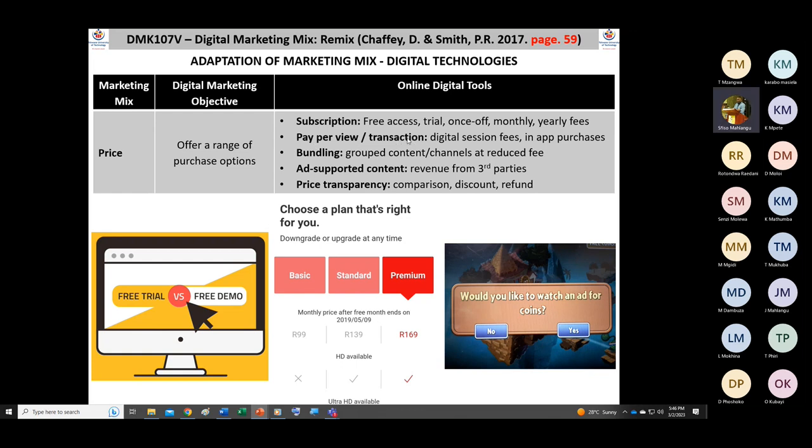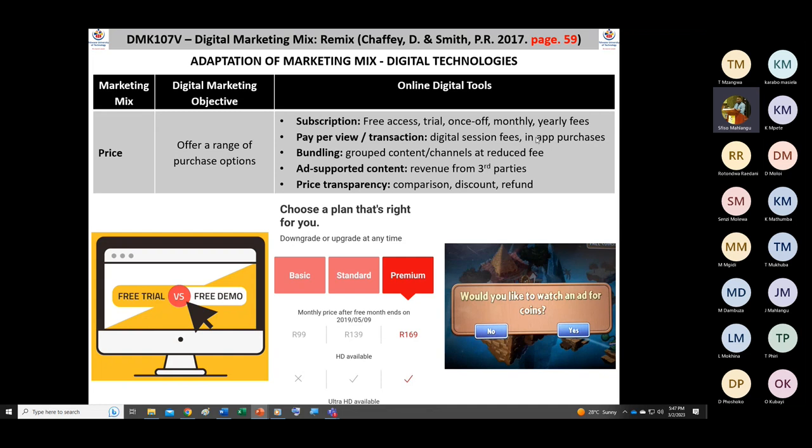So we can also make money in the digital world, using a website or selling digital content, by using a pay-per-view model or transaction model. So with pay-per-view, these are usually digital session fees or in-app purchases. WWE is one that is making money through pay-per-view services, and they usually have their events which can be streamed online, and people purchase those as pay-per-view.